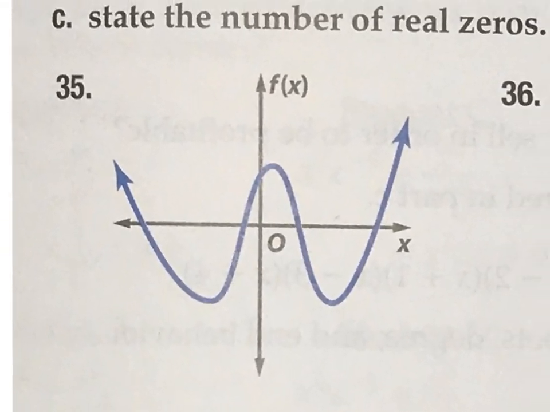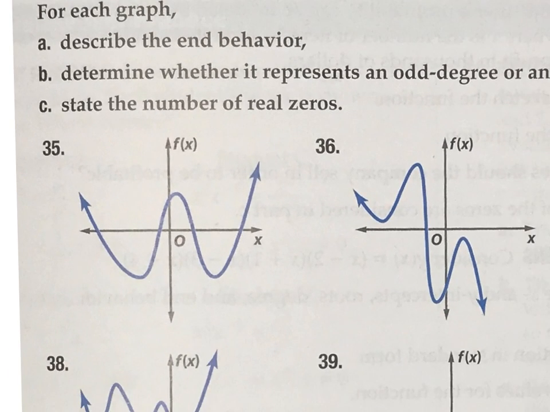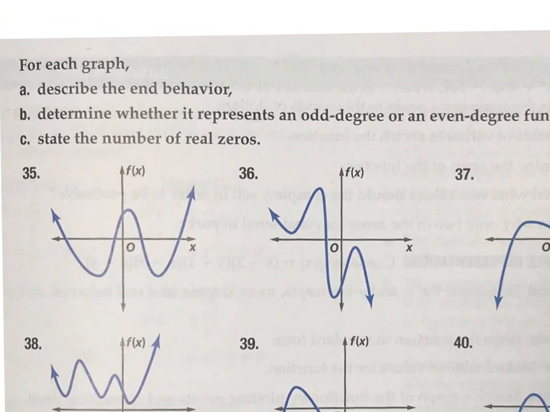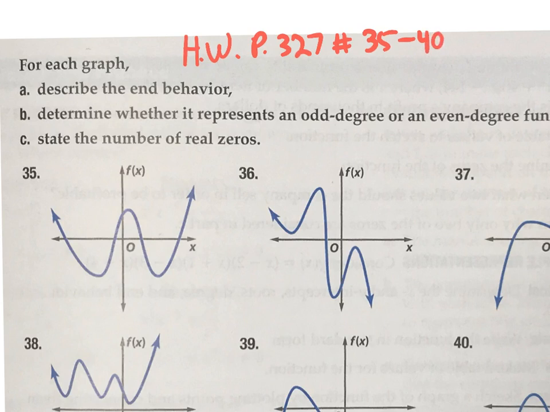Everybody in your notebooks, I don't have this printed out for you. You're going to have to copy this down in your notebooks. So let's do this. In our notebooks, let's write down homework. Homework, page 327. And we're doing numbers 35 through 40. That's going to be the title of your page. Homework, page 327, numbers 35 through 40.